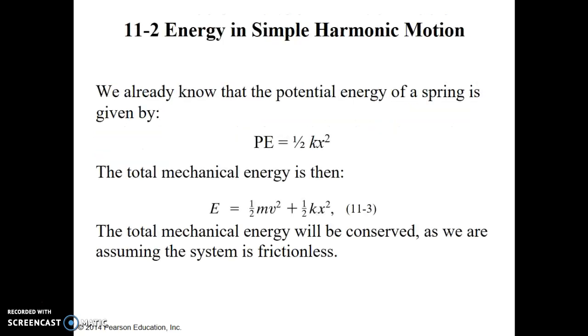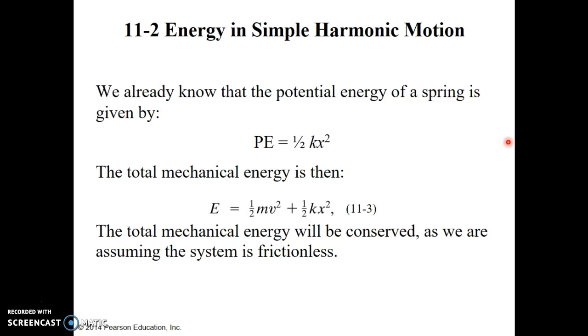Let's take a quick look at the energy of simple harmonic motion. We've actually already seen this a little bit back in chapter 6 when we talked about energy. Back in chapter 6, we defined gravitational potential energy as mgh, but we also looked at the potential energy of a spring as 1/2 kx squared. Again, this k is the same k we saw in Hooke's law. That is the spring constant, a property of the spring.